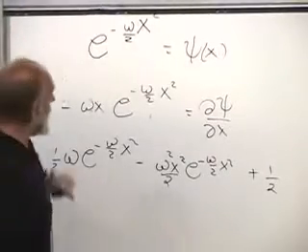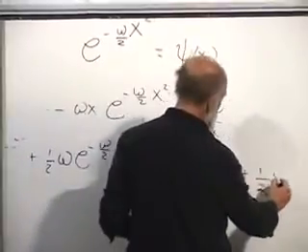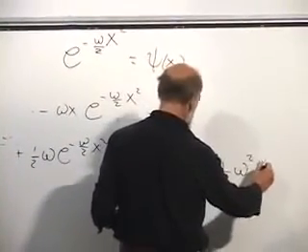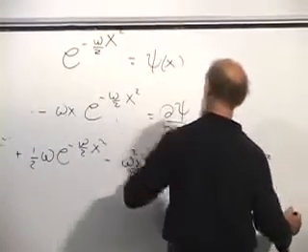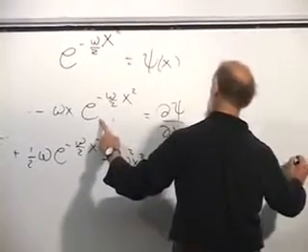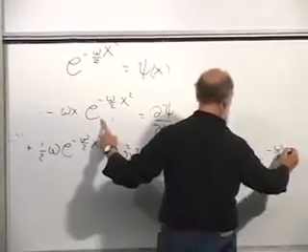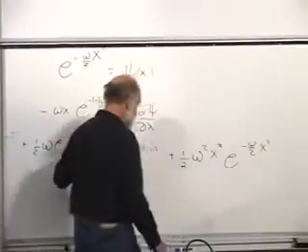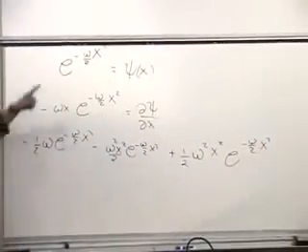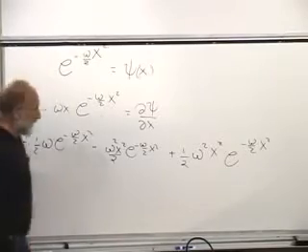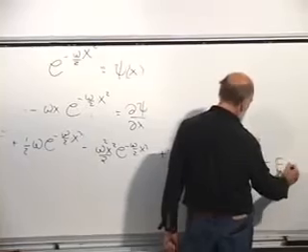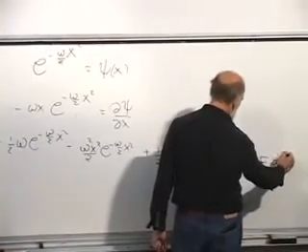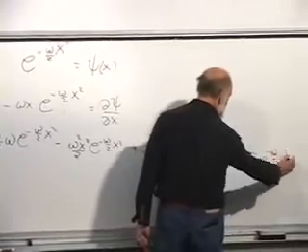Then there's plus omega squared x squared times psi. Psi is e to the minus omega over 2 x squared. And that we would like to be E times psi, that is, E times e to the minus omega over 2 x squared.